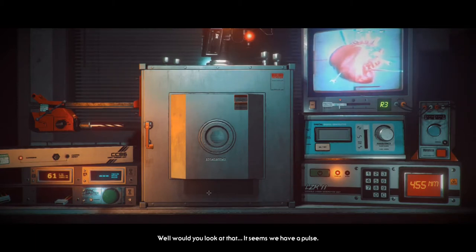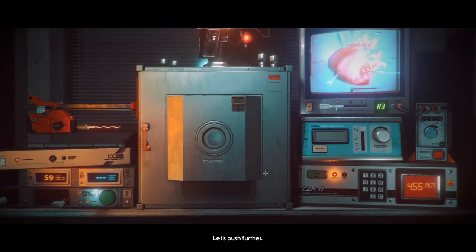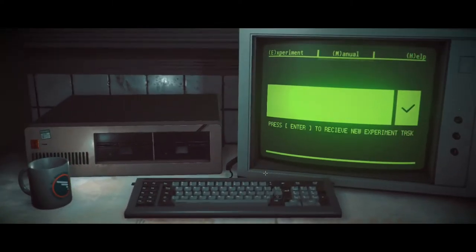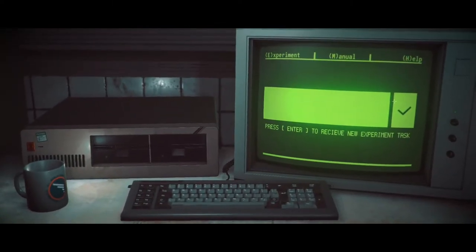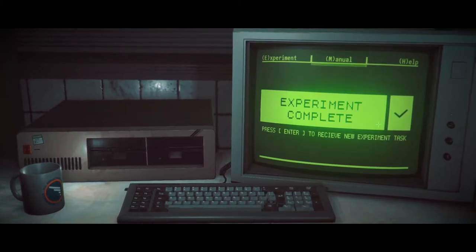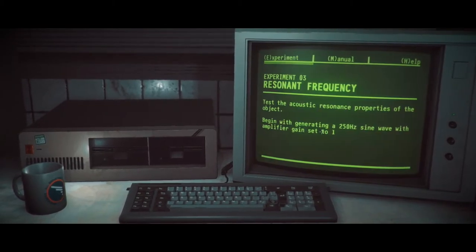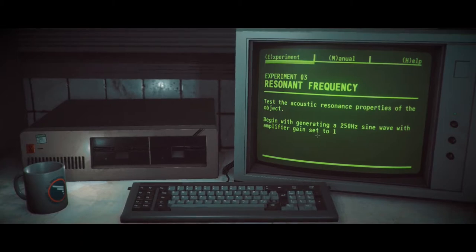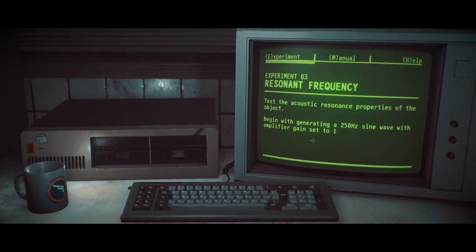It seems we have a pulse. Rhythm is stable. No activity registering in core. It's not connected to anything. Let's push further. Unless the metal probes have some sort of... I mean, metal has electric conductivity, right? Test the acoustic resonance properties of the object. Begin with generating 250 hertz sine wave with amplifier gain set to 1.